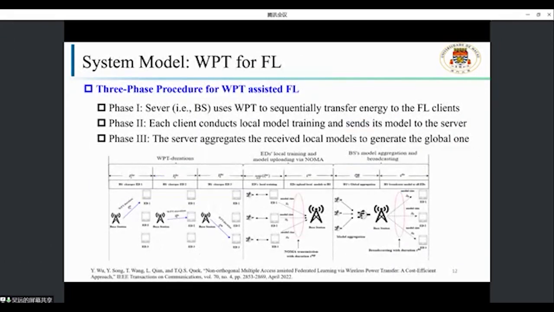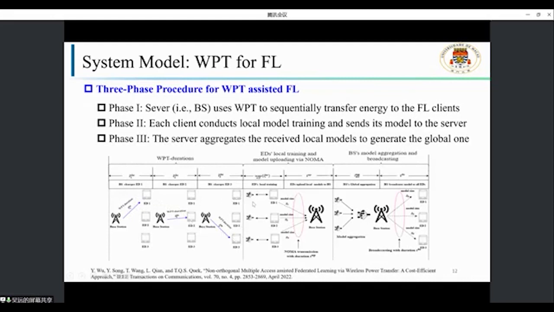So to enable wireless power transfer for federated learning, we propose a three-phase procedure for this design. Phase number one is that the server uses wireless power transfer to sequentially transfer energy to the federated learning clients. I use a three-client example, and the server uses wireless power transfer to sequentially charge device number one, device number two, and device number three.